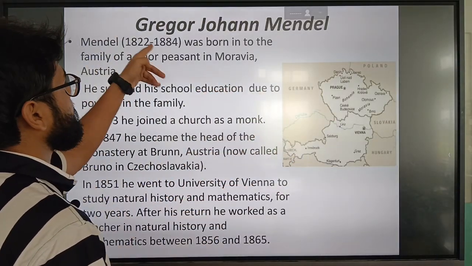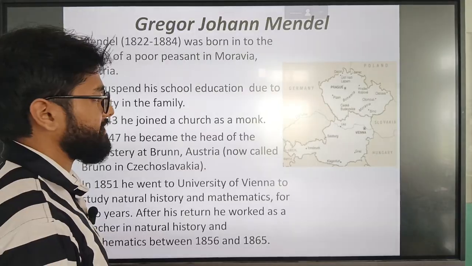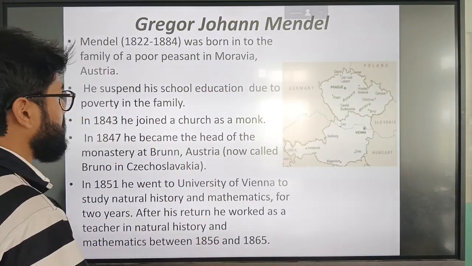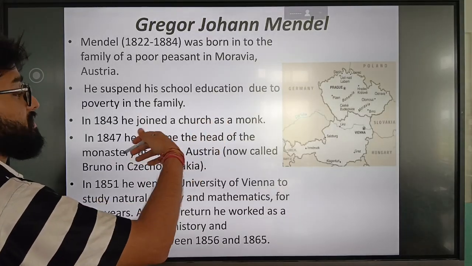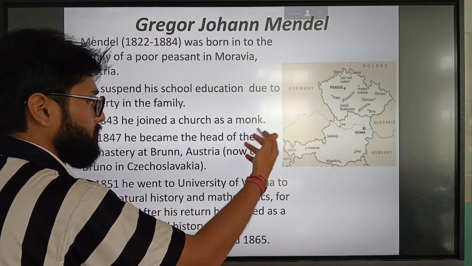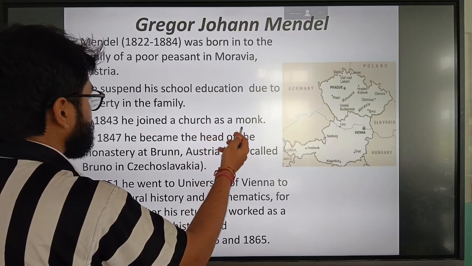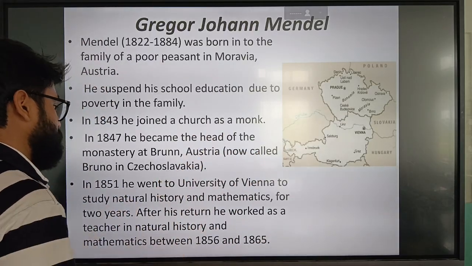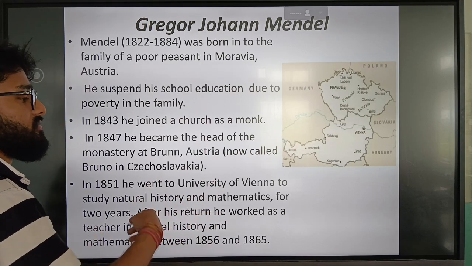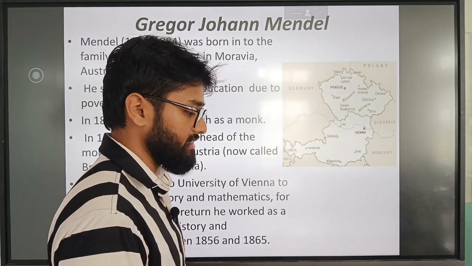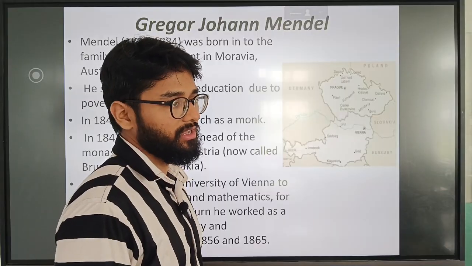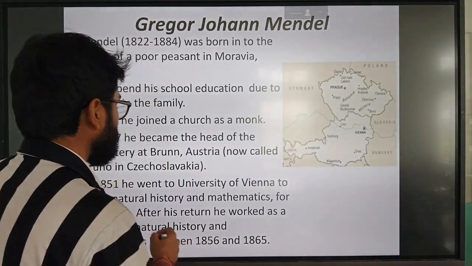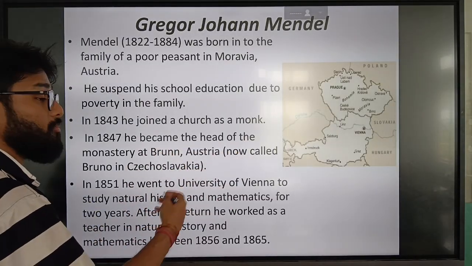Now, what is the age? He was born in 1822 and died in 1884. He was born to a poor family of Moravia in Austria. He completed his education in the same monastery wherein he joined as a monk in the church and became the head of the monastery at Brunn, Austria. This is where right now there is an institute, called Mendel's Institute of Genetics, located in Brunn.